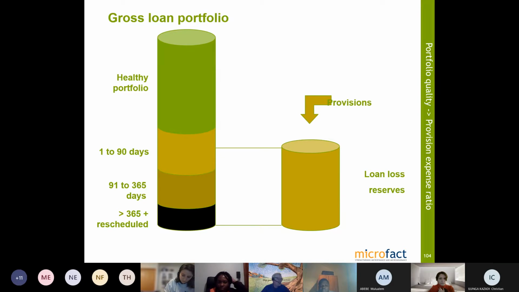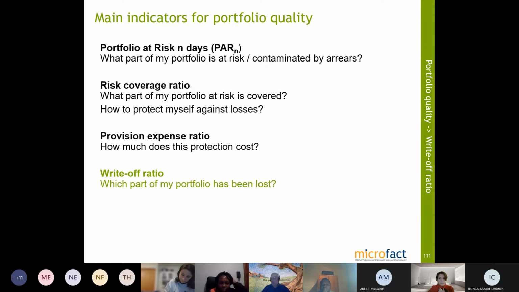All right, let's go to the next part. It's already the last one. This is just a bookkeeping exercise. The write-off ratio. Finally, there might be a moment that you decide this part cannot be recovered anymore. This client will never show up.